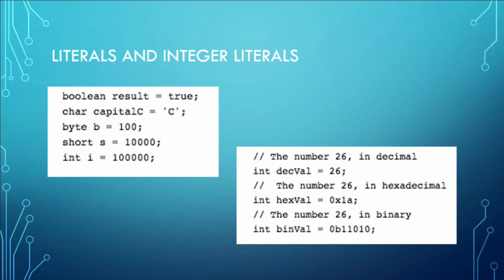For example, you can set them to be literal and integer literals. So, for example, there's a byte b equals 100, or short s equals 10,000, char capital C equals 'C'. One thing that was interesting to me is that you can actually set integer variables in decimal, hexadecimal, or binary. You can see in the right screenshot, there's the different values. Int decimal value is equal to 26, or hex value is equal to 26 in hexadecimal, and then same thing with binary, 26 in binary.